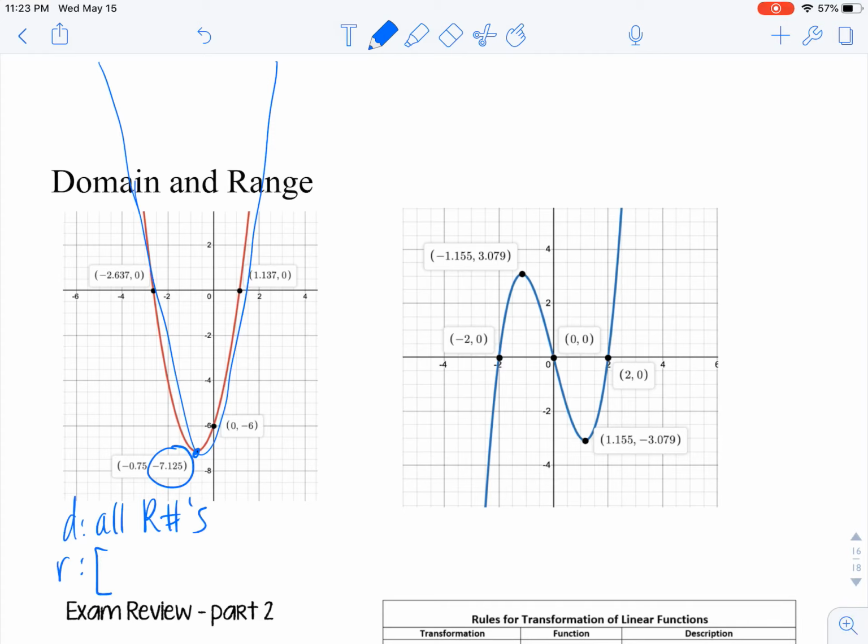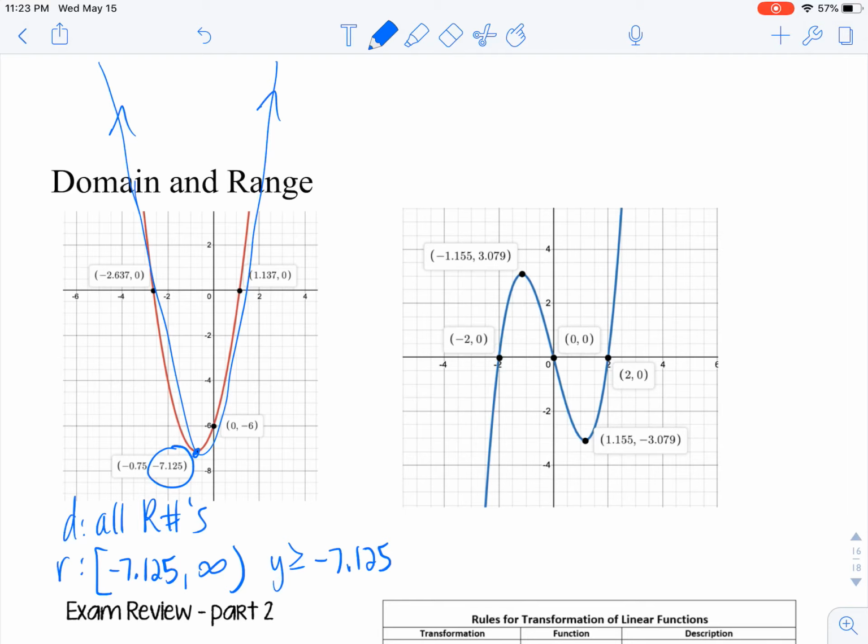So we're going to include it. That's why we use a bracket. Negative 7.125. And then this goes up forever and ever, so positive infinity. Another way to write that would be y values: all my y values are greater than or equal to negative 7.125. Either way would be correct.